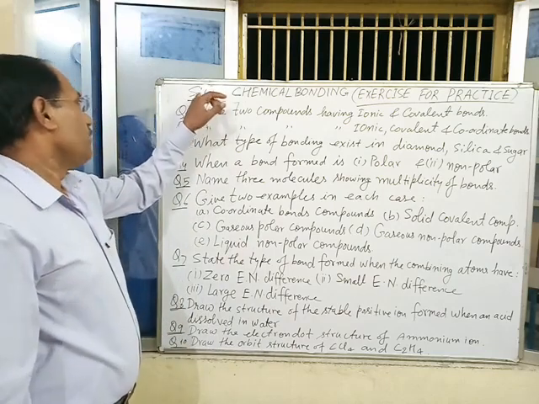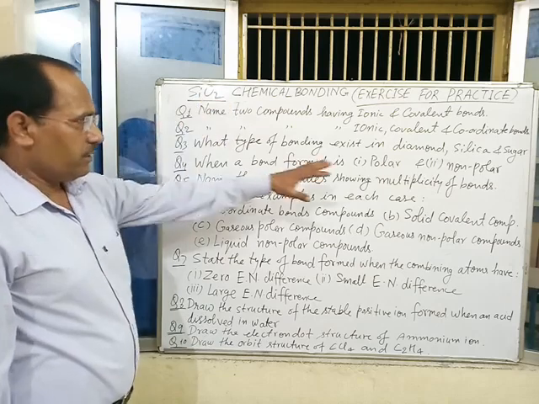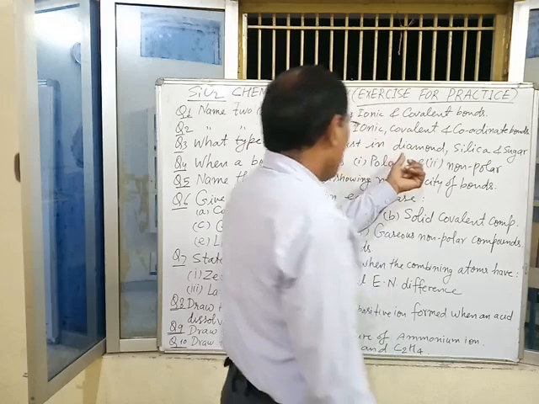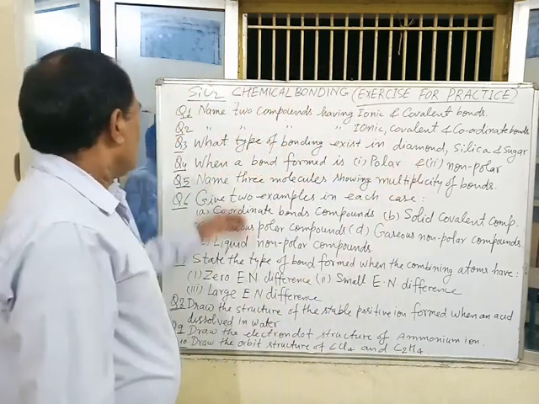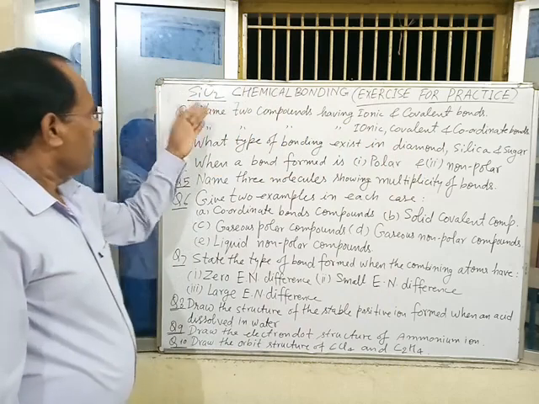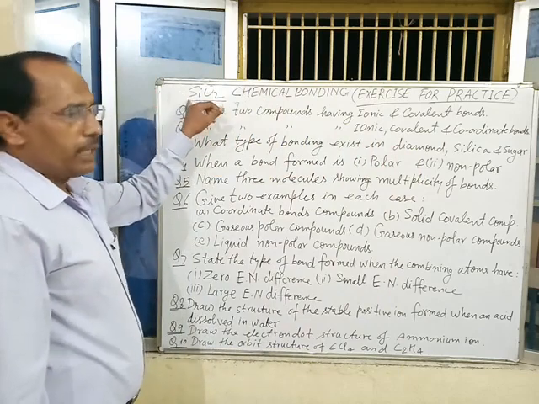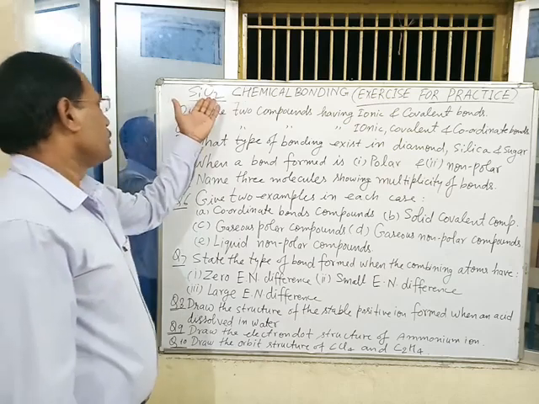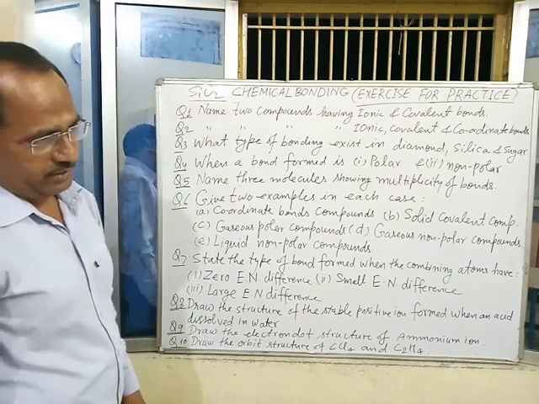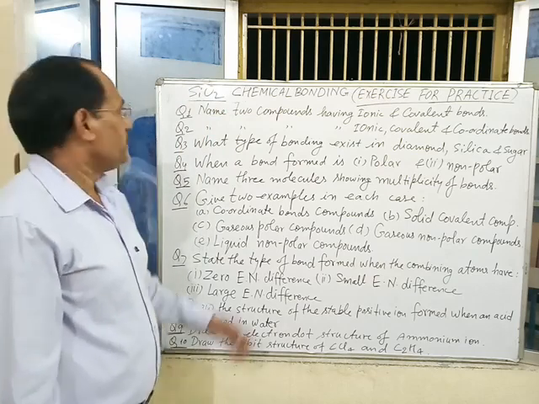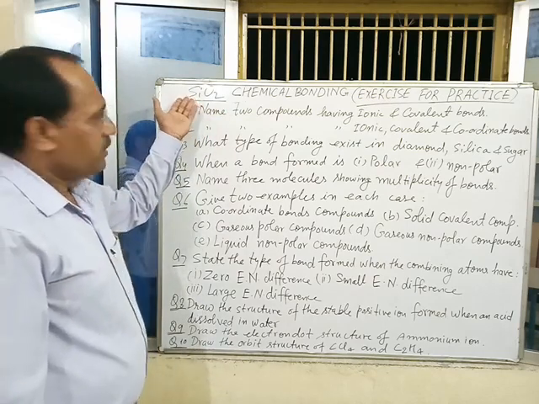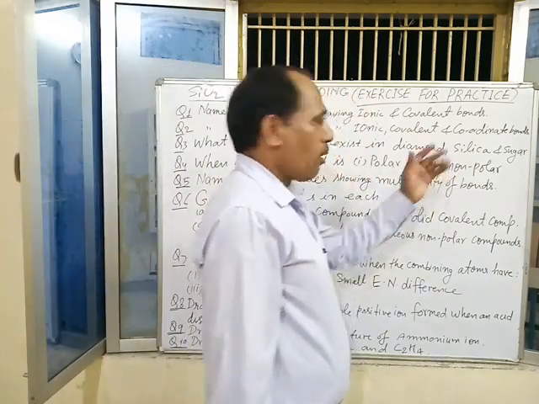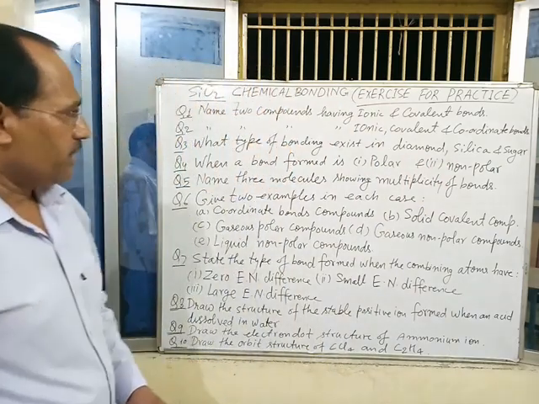It is a very hard compound. Diamond is the hardest known compound, and silica is also a hard compound. In this, which type of bond is present? Covalent bond. Because oxygen is non-metal, and silicon is a metalloid. It is not a metal, it is a metalloid. In silica, diamond and sugar, in all the compounds, only covalent bonds are present.